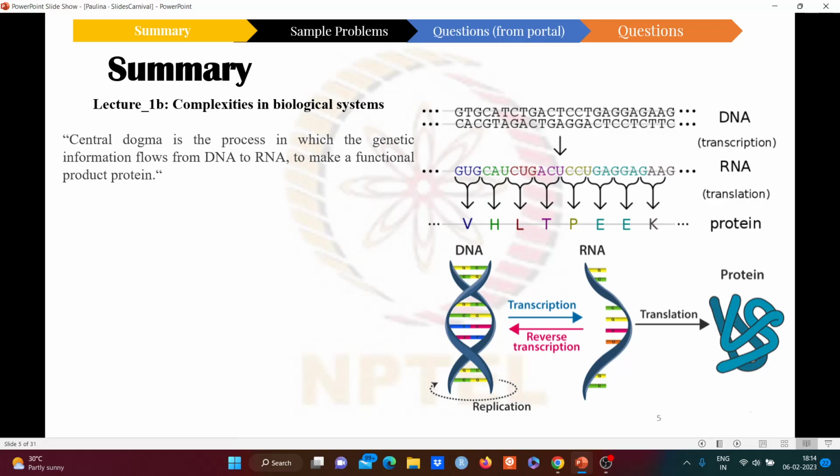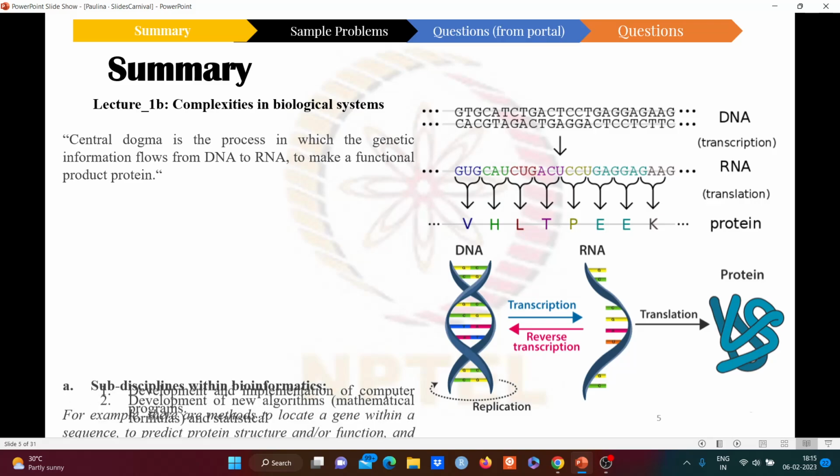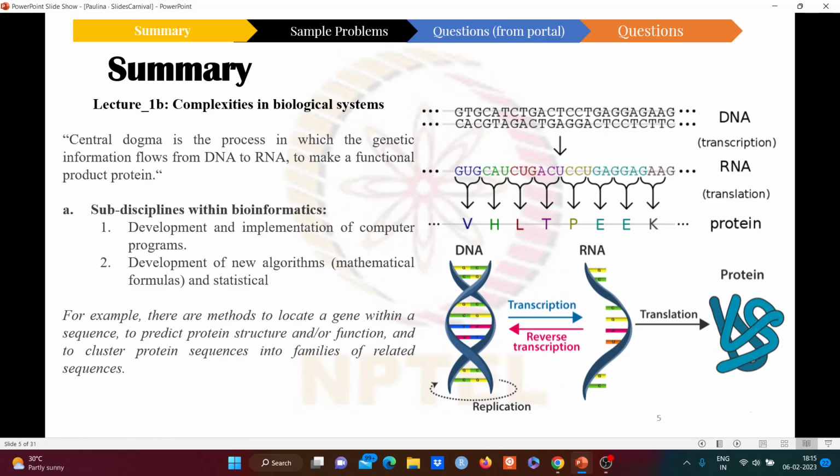So what is the role of bioinformatics in understanding these complexities? In order to understand these, the field of bioinformatics has evolved such that the most pressing tasks now involve the analysis and interpretation of various types of data. This also includes nucleotide and amino acid sequences, protein domains, and protein structures. The important subdisciplines within bioinformatics include development and implementation of computer programs that enable efficient access, management and use of various types of information.